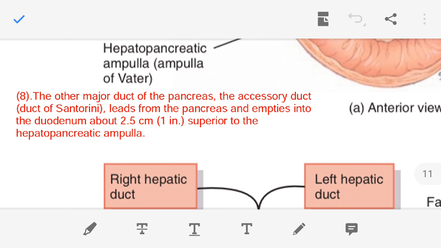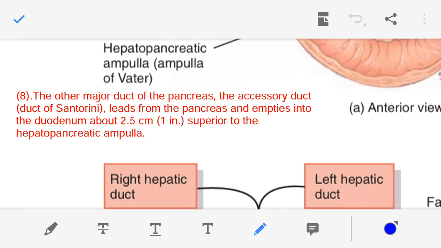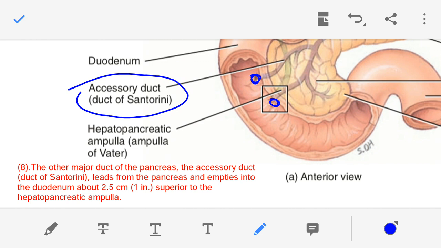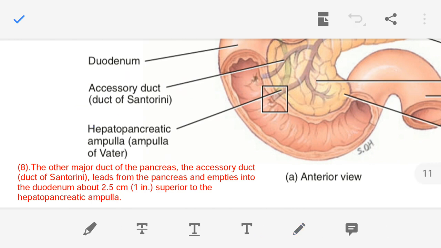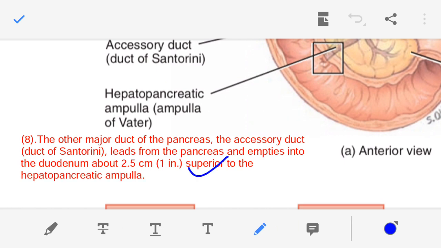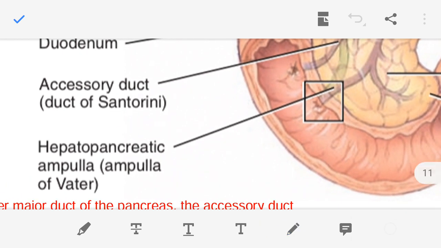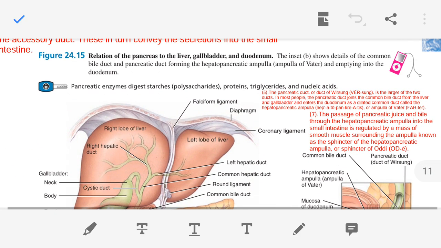And where this accessory duct is opening, it is emptying into the duodenum, and this opening of the duct of Santorini, and this is the opening of the hepatopancreatic ampulla, and the distance between these two openings is 2.5 centimeter. So the accessory duct is opening superior to the hepatopancreatic ampulla, and the distance is 2.5 centimeter between these two openings. Okay, so these are all the theory points.